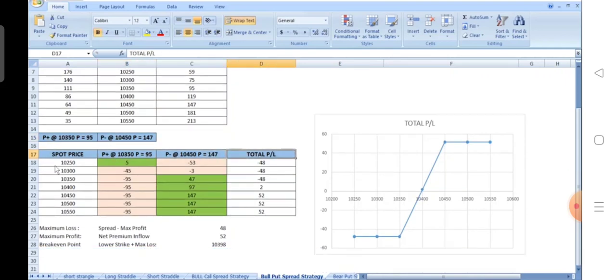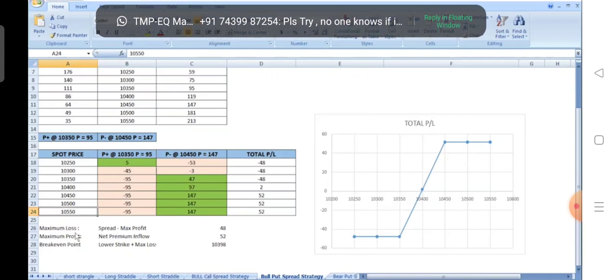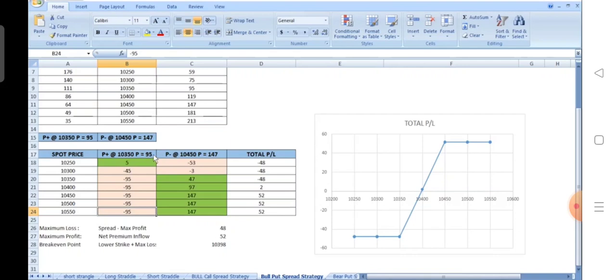So at expiry, suppose the price is 10,550 rupees, what happens to our put option? The 10,350 put option lapses. So we lose 95 rupees premium. Simultaneously the 10,450 put option will also lapse because the spot price is higher than the exercise price, and we gain 147 rupees, the premium which we had received at the time of entering into the strategy. So the net profit which we earn from this would be 147 premium which we received and 95 premium which we lost, giving a total of 52 rupees profit.